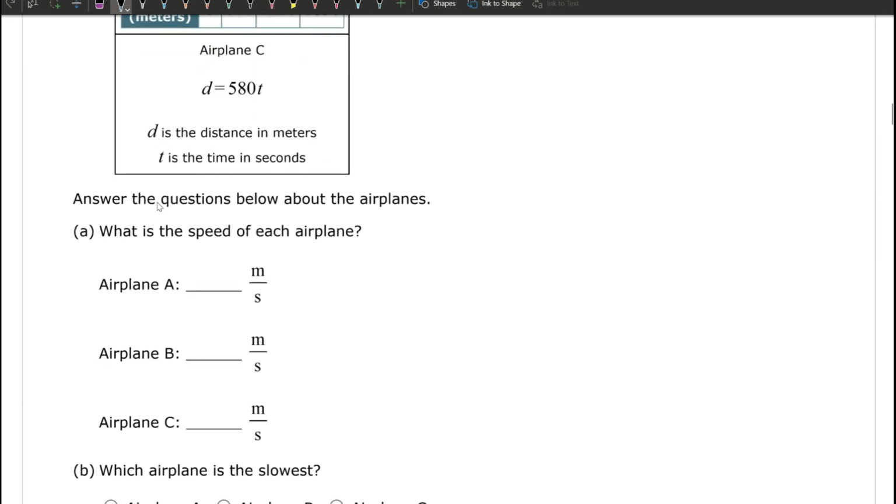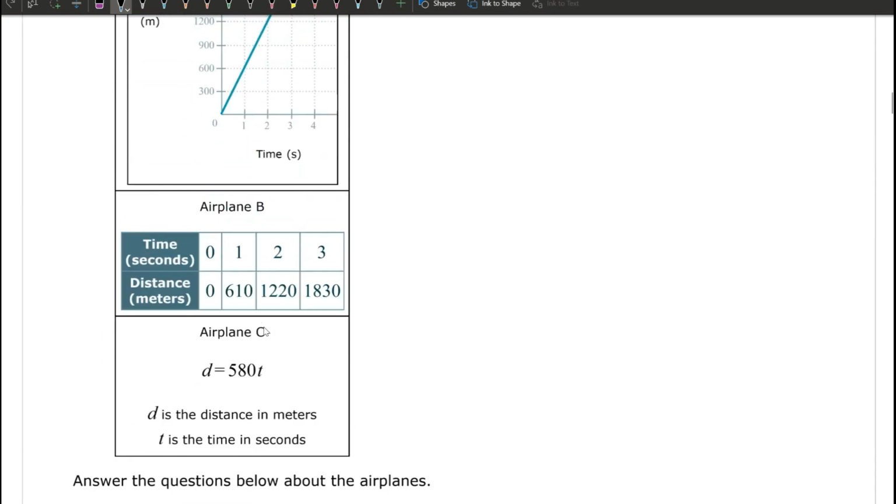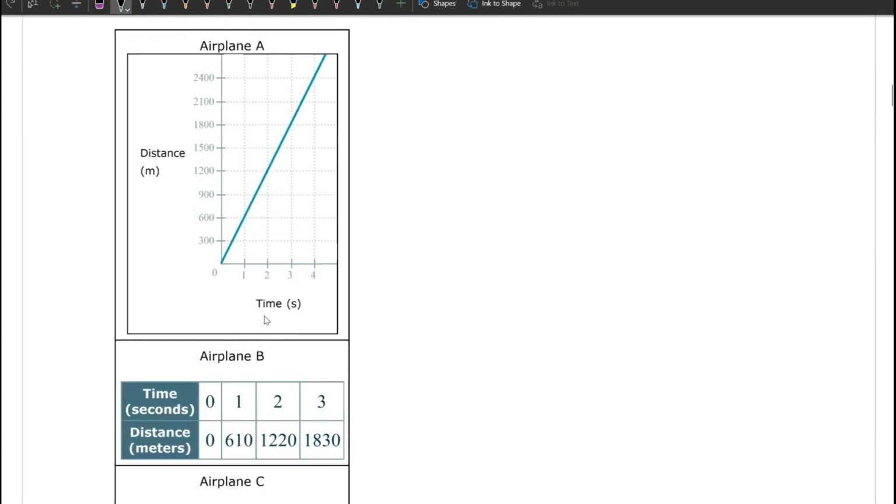First, they ask you to answer questions below about the airplanes. What is the speed of each airplane? Airplane A, B, C, meters per second. So airplane A, we can see that it starts at 0, 0. So after 1 second, it goes up to 600 meters. So that tells you the speed is 600 meters per second.